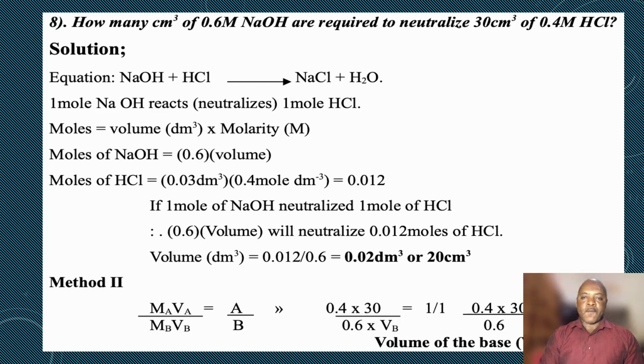Method number 2. Since we have everything for hydrochloric acid, the molarity and the volume, and for the alkali we have only the molarity but not the volume, and the mole ratio is 1:1 from our balanced equation, we can use the formula: molarity of the acid times the volume of the acid (MAVA) divided by molarity of the base times the volume of the base (MBVB) equals the mole ratio, A over B. We substitute the values, and we will have the answer.